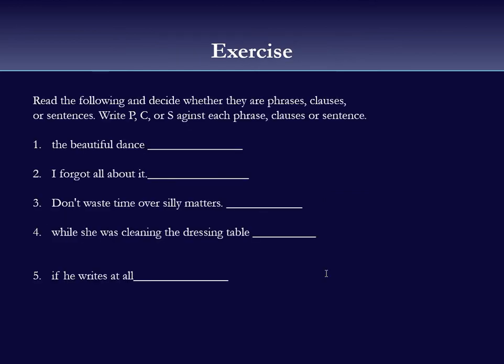Okay, here is a small exercise to consolidate what we have just studied. Read the following and decide whether they are phrases, clauses or sentences. Write P, C or S against each phrase, clause or sentence. Number 1. The beautiful dance. The words beautiful dance, what are they? Is it a phrase? Is it a clause? Or is it a sentence?